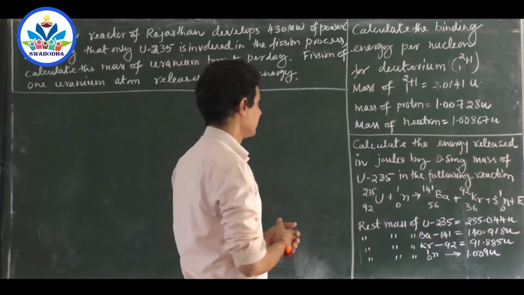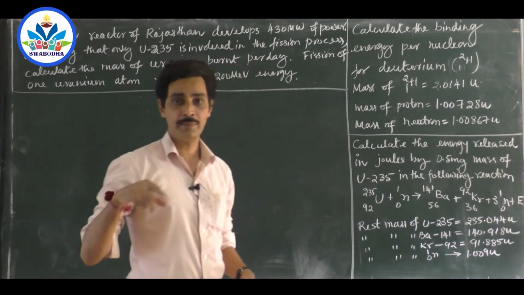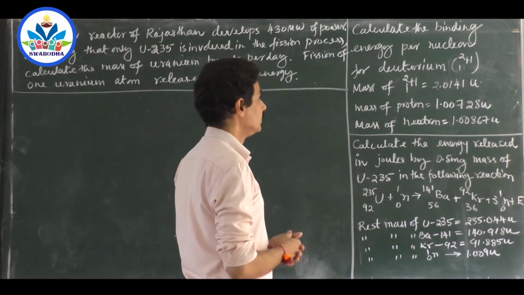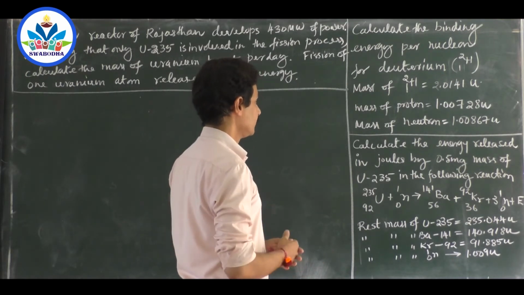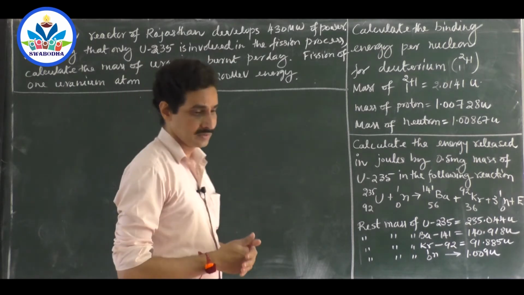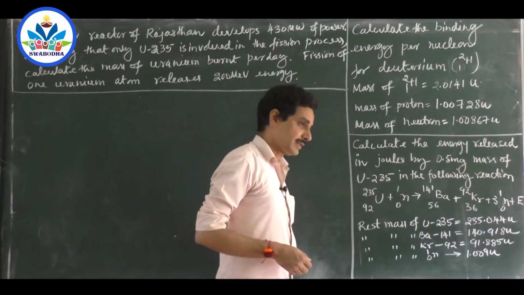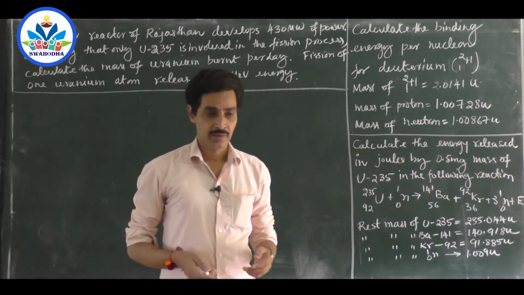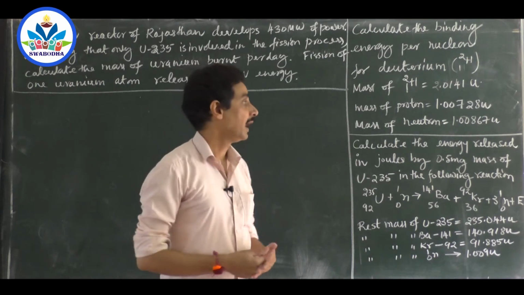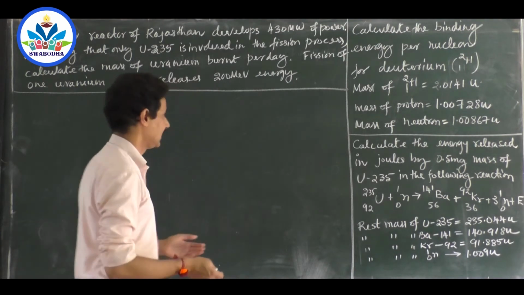So what is the problem now? Calculate the binding energy per nucleon. So you have to calculate binding energy by mass number finally. Don't forget it. Binding energy per nucleon for deuterium 1H2. Mass of deuterium is given, mass of proton is given, and mass of neutron is given. For this problem, you must know how deuterium is formed. Two hydrogen nuclei combine together to form the deuterium nucleus, and some amount of mass is lost in this process, and you will get finally the energy released.